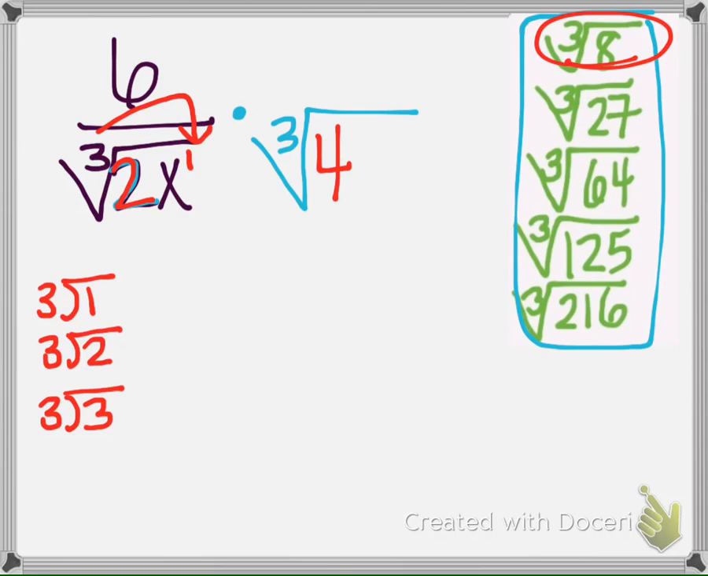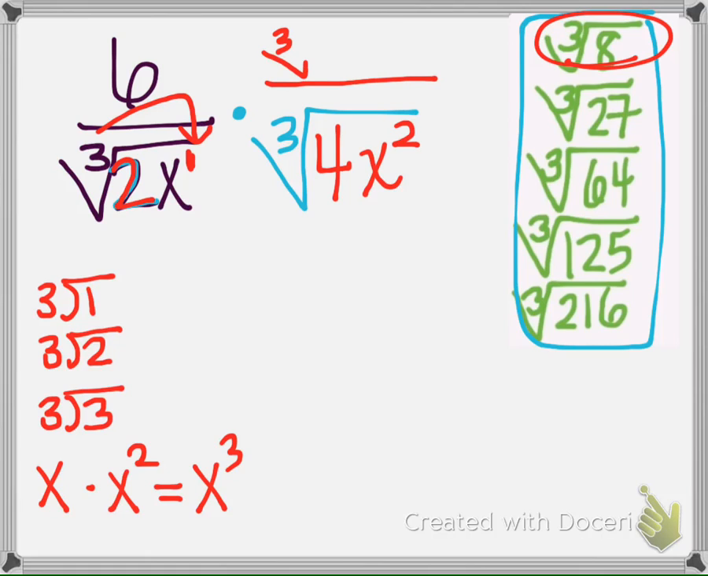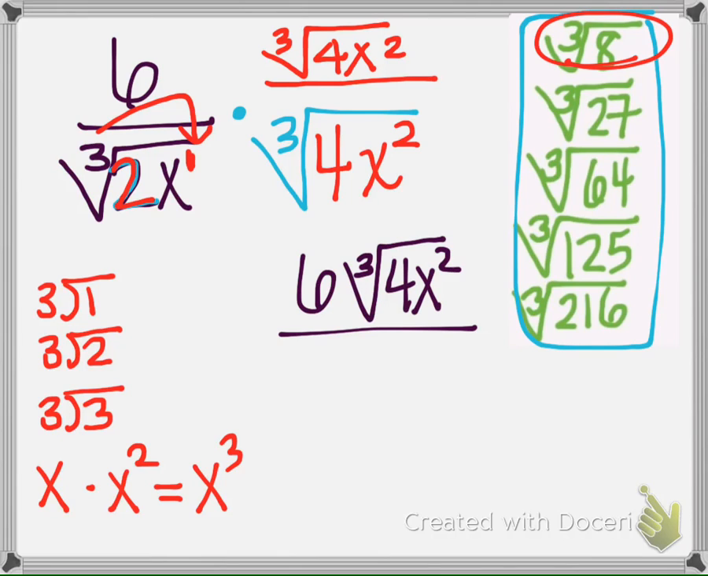So I want it to be x cubed. So if I have x to the first power, I need 2 more. So in other words, when I take x times x squared, it will give me what I want, x cubed. So whatever I multiply by the denominator, I also need to multiply to the numerator. And then in the denominator here, we get 2 times 4. 2 times 4 is 8. And x times x squared is x cubed.